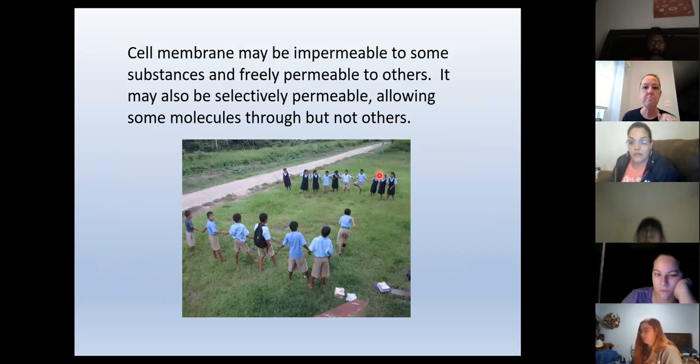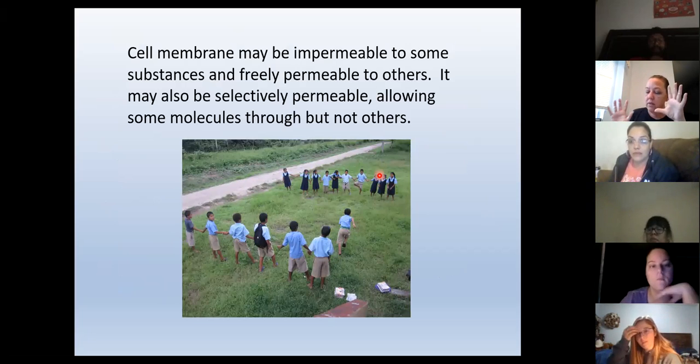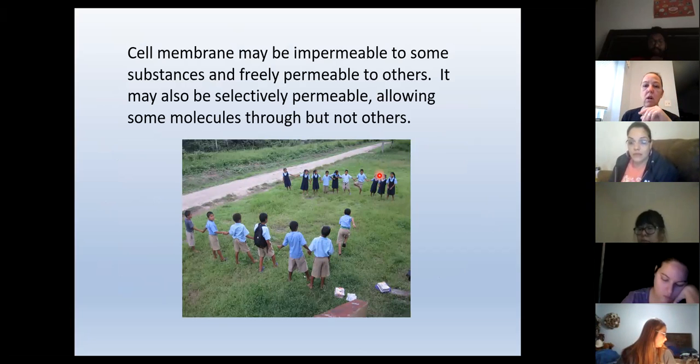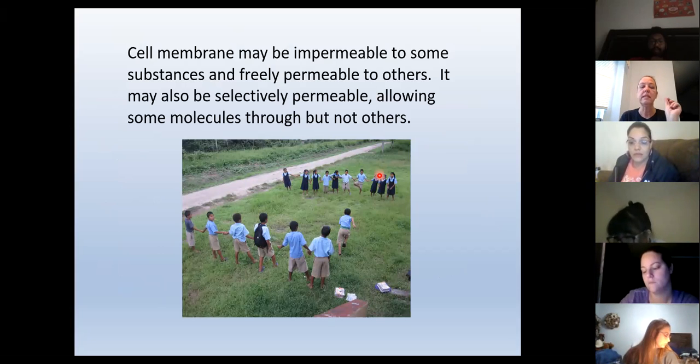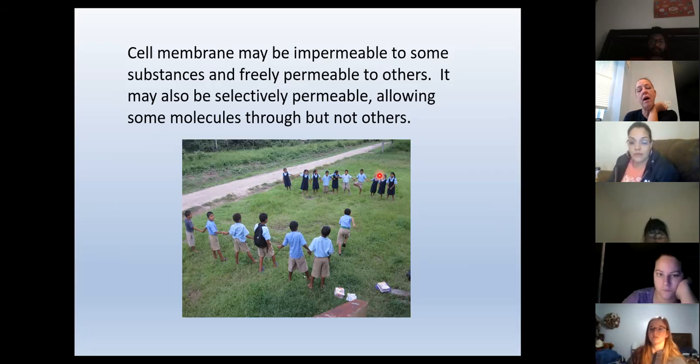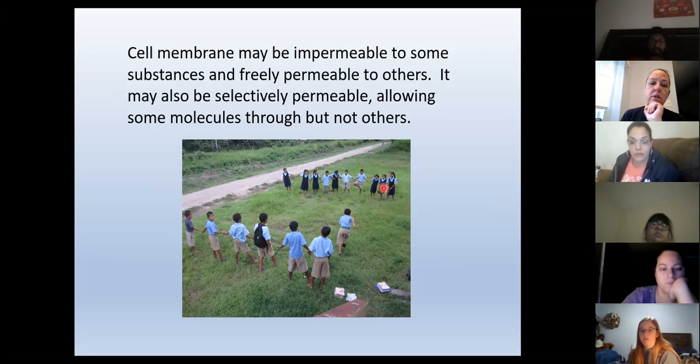Now, cell membranes, they're incredibly complex. I think we can all agree on that. They could be impermeable, meaning not passable to some substances, and freely permeable to others, and still yet selectively permeable, meaning some can come in, but some cannot. Why do I have this picture up here? This is a wonderful visual representation of a cell membrane.